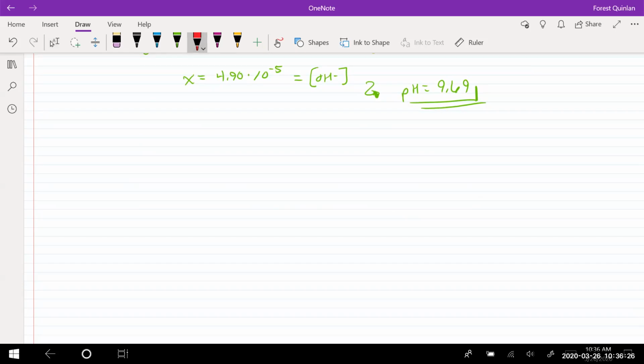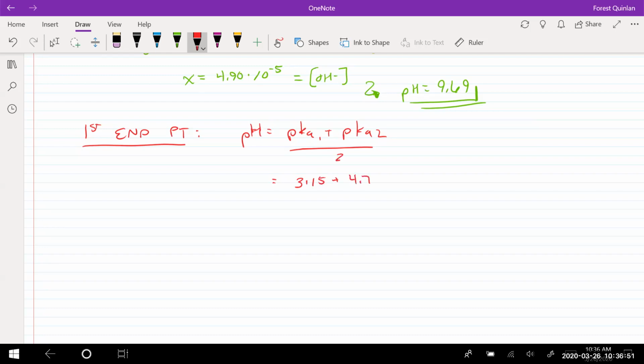So the first end, pH equals pKa1 plus pKa2 divided by 2. So that's equal to 3.15 plus 4.78 divided by 2. And that is, what do we got? 3.97. Thank you.